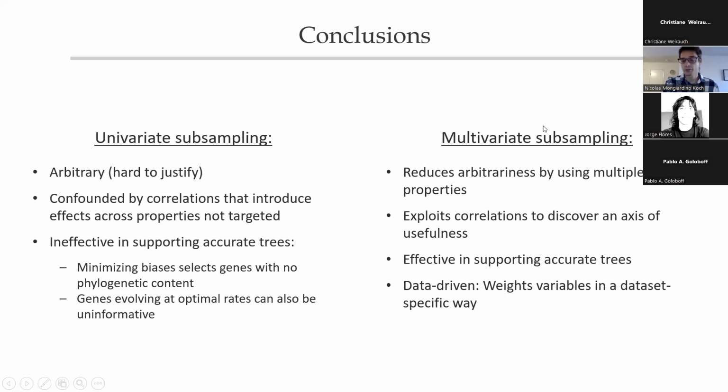On the opposite, multivariate subsampling methods, such as the one that I introduced, reduce the arbitrariness by using multiple properties simultaneously. They also exploit the correlations across gene properties to discover an axis of usefulness. They have been shown to be effective in supporting accurate trees, even using small data sets. But I think more importantly, they're entirely data-driven. So the different variables that we're introducing to the method are going to be weighted based on how important they actually were during the evolutionary history of a given clade. So if there's been a lot of compositional heterogeneity, then that variable will load strongly onto a phylogenetic usefulness axis. If there wasn't, then it won't load. And that's something that's determined dataset by dataset without any input from the researcher.